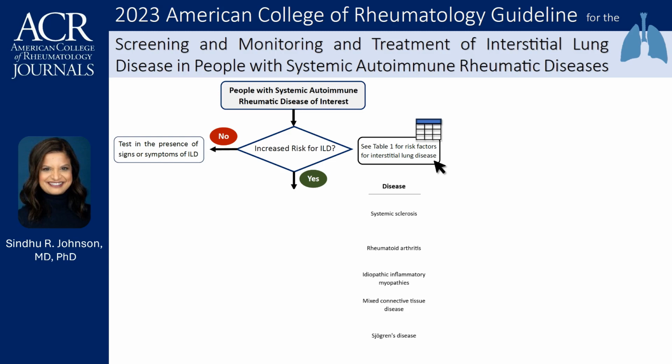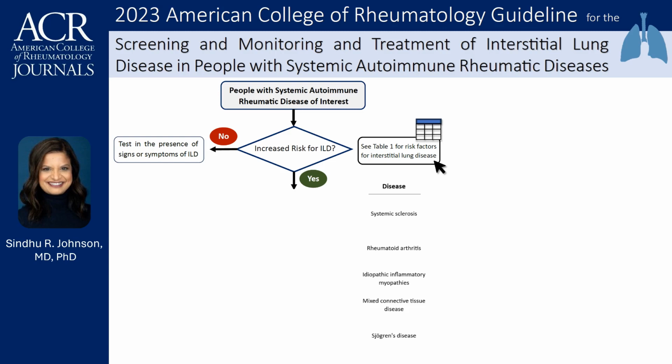So, in terms of who should be screened, it's recommended that nearly everyone with systemic sclerosis and mixed connective tissue disease should be screened because most of these patients will develop ILD, and certainly all of them are at high risk of developing ILD. However, the risk of developing ILD in rheumatoid arthritis and Sjogren's disease is less. And so the core team and voting panel felt that in this situation, it would not be appropriate to recommend screening of every patient with rheumatoid arthritis, but rather a risk-based approach should be taken.